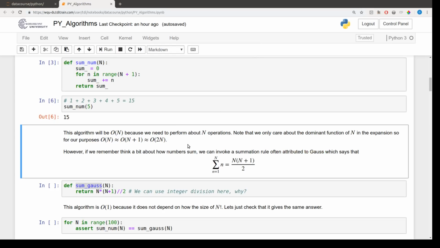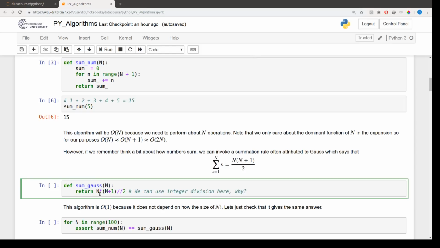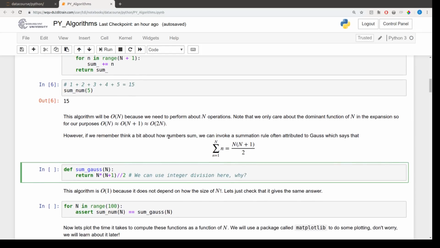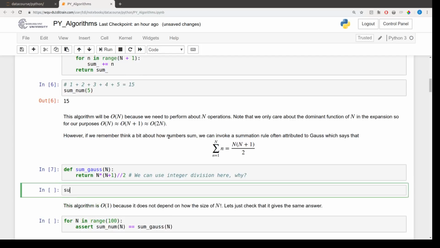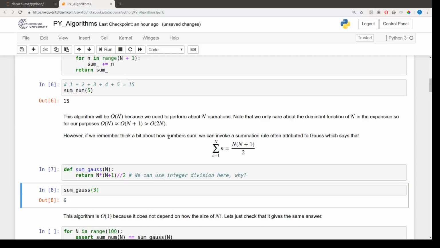Carl Friedrich Gauss. Anyway, he discovered this formula. For this way of performing the sum, once you hand me n, I can just return n times n plus 1 divided by 2. Now if we use this, we can see we get the same results as we did before. No problems there. Not 15, 5. So 15 is the result of sum for 5.